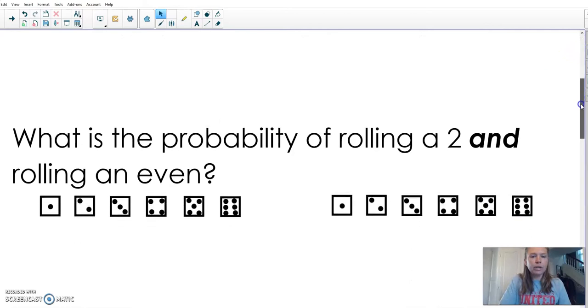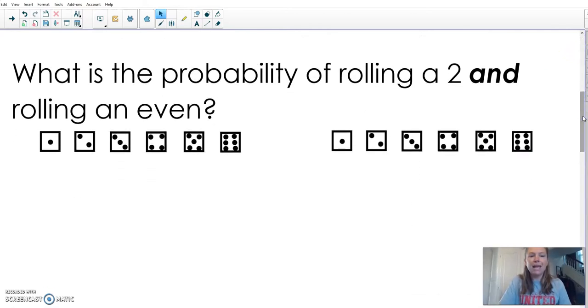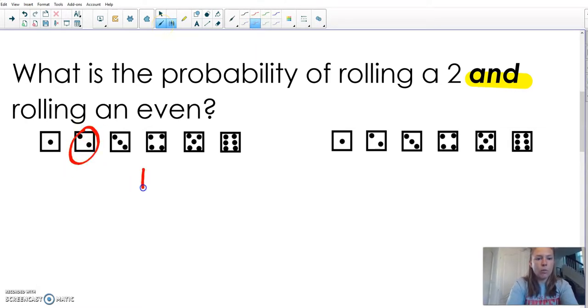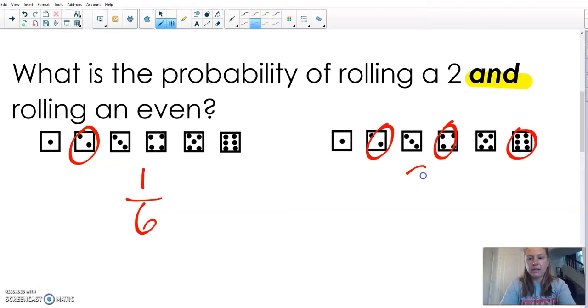The first one, what is the probability of rolling a 2 and rolling an even? Now, I italicized "and" for a reason. It is very important in our probability terminology. So let's first start with what's the probability of rolling a 2? Well, we know that there's only one 2 out of 6 numbers. And the probability of rolling an even, well, there's 2, 4, 6. That's 3 evens out of 6 total.